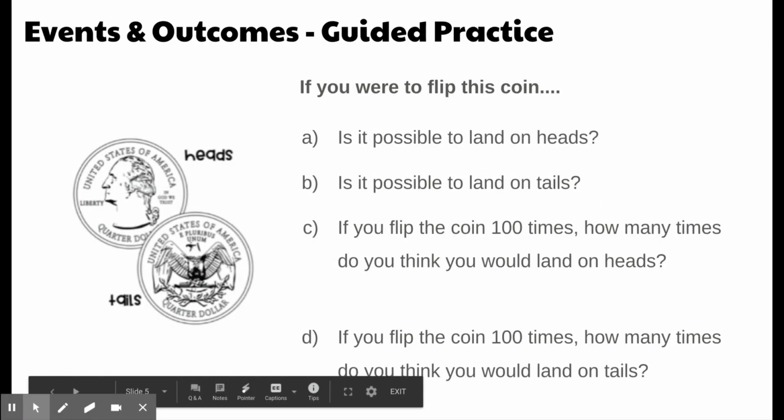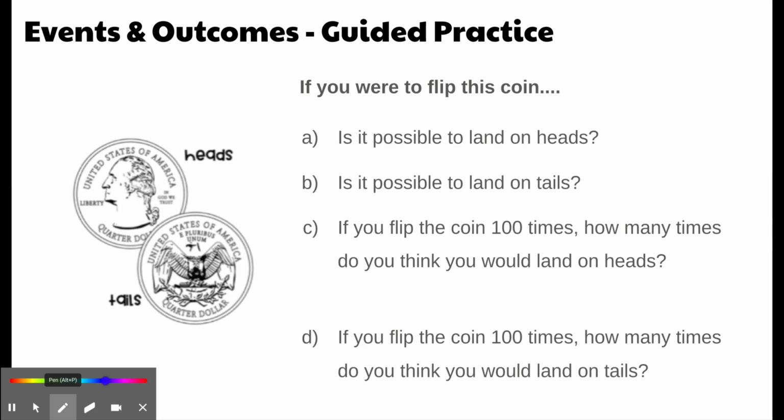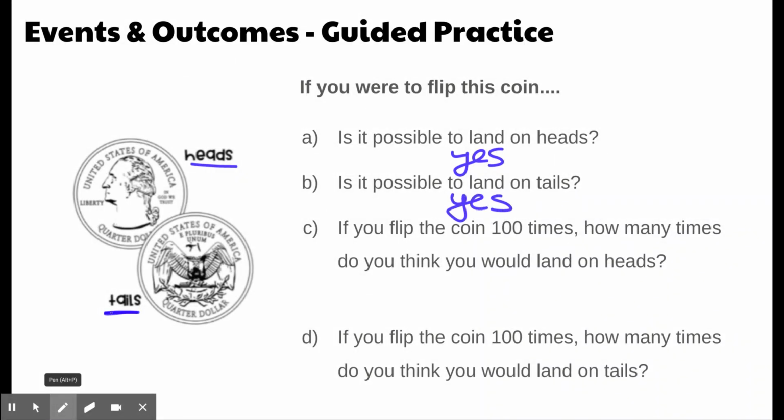All right, our last example, flipping a coin. Is it possible to land on heads? Well, your only two options when flipping a coin are heads or tails. So yes, it is possible because it's one of the possible outcomes. Is it possible to land on tails? Yes, because again, that's one of our possible outcomes.